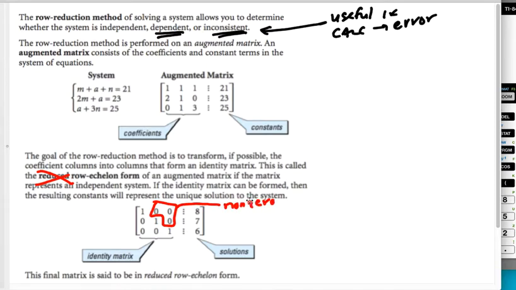We ideally want reduced row echelon form, which means that the coefficient matrix is transformed through a bunch of elementary row operations into the identity matrix. And here's the reason that this ends up giving us the solution.